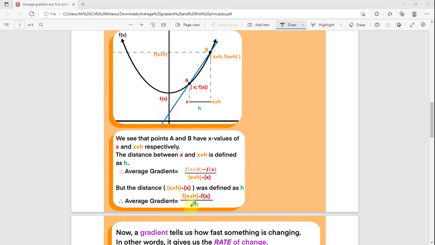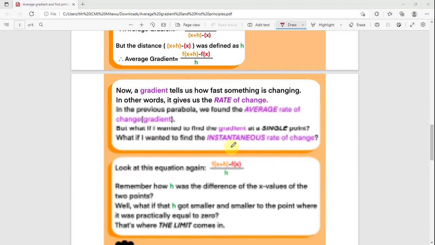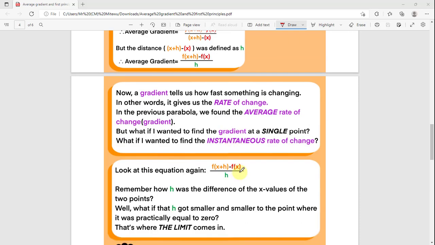So the distance between the two x values, and then the difference between the y values. The distance between the two x values is obviously just h, and the difference between the two y values is f of x plus h minus f of x. Now, like I said before, a gradient tells us how fast something is changing. So in other words, the gradient gives us the rate of change.